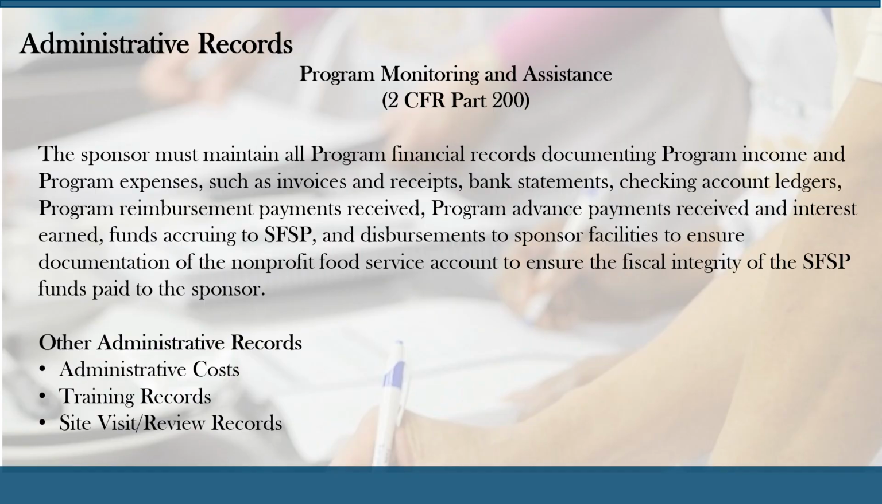Administrative records. The sponsor must maintain all program financial records documenting program income and expenses, such as invoices and receipts, bank statements, checking account ledgers, and program reimbursement payments received. Records must be kept to confirm that the sponsor is in good standing with all program requirements. Other administrative records include administrative costs, training records, and site visit or review records.